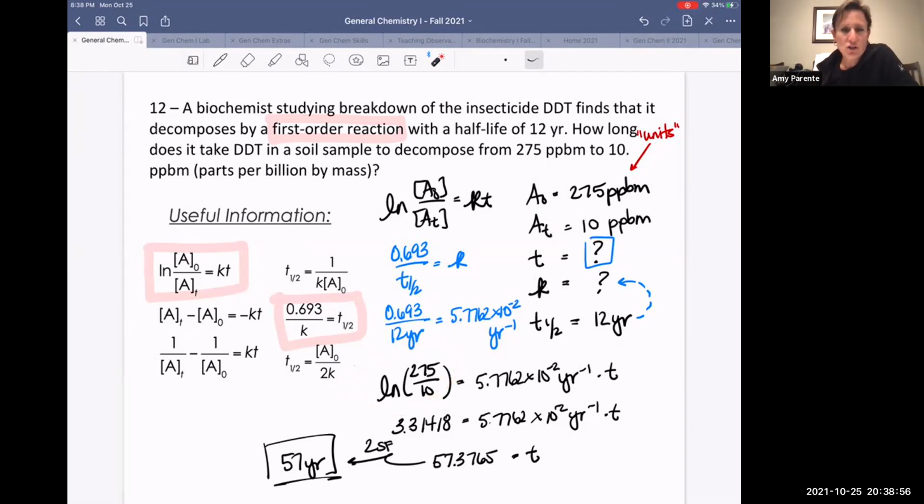Natural log of the ratio of 275 over 10, that's what I start with and what I have now. Multiplying my rate constant times time. This is not a case where I see E. Anytime you're solving for time, we're not going to need to use E.